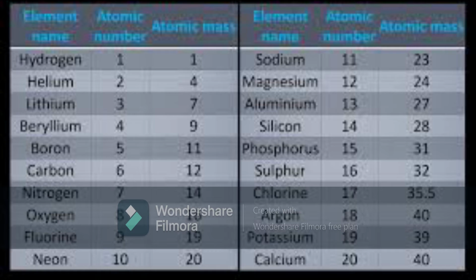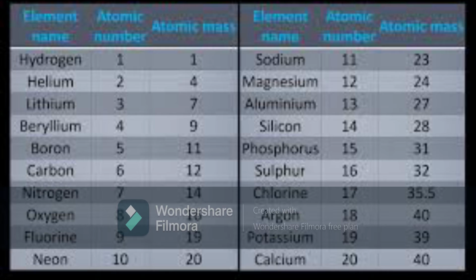For carbon, atomic mass is 12. Nitrogen atomic mass is 14. Oxygen atomic mass is 16. Sodium 23. Magnesium 24. Like this I am going to give for the first 20 elements. You have it in your textbook in chapter 4. If you want, I am just giving it, you can note it down.